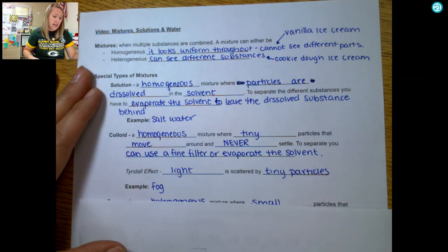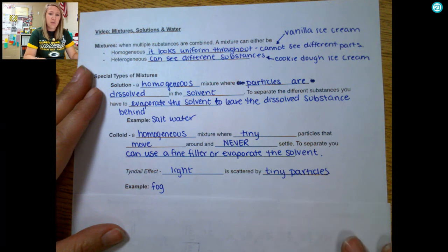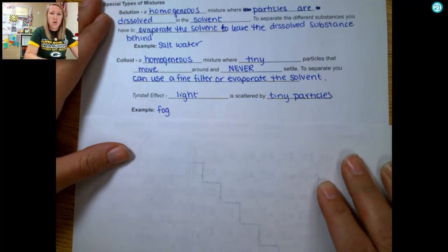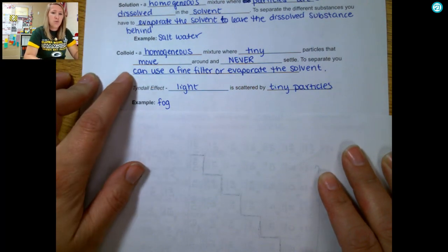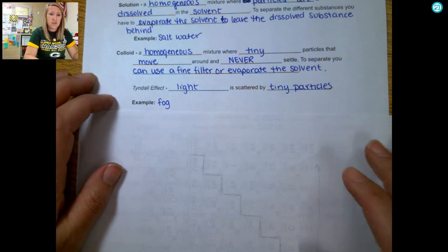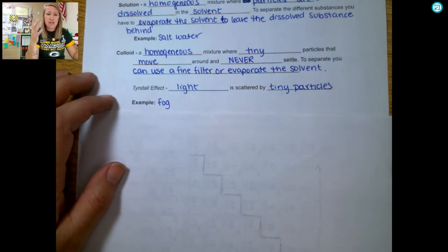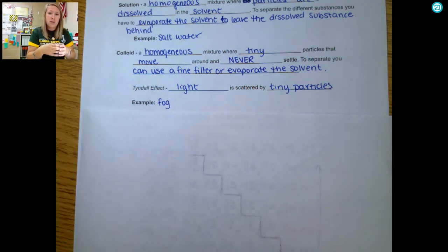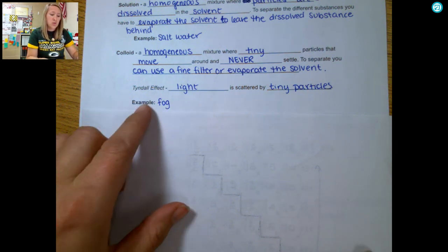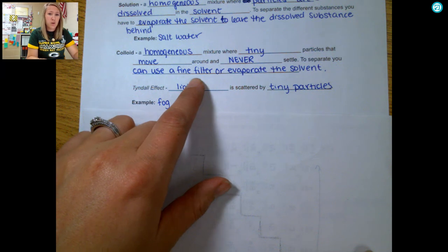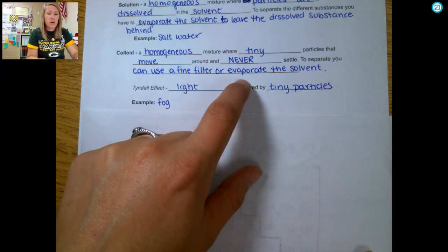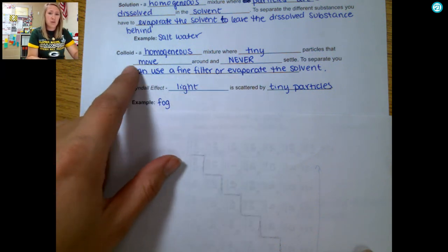A colloid is something you might not have heard of before. It's a homogeneous mixture where tiny particles move around that never settle. Okay, so they just mix and float about in my mixture, but they never settle, and you might think you can see different parts, but you really can't. It looks pretty uniform throughout because the particles are so tiny. To separate, you could use a really fine filter, or like before, we could evaporate off the solvent. So it's kind of this middle ground.